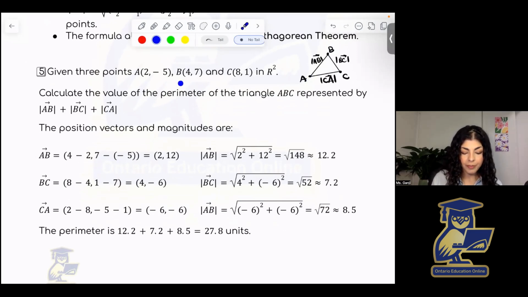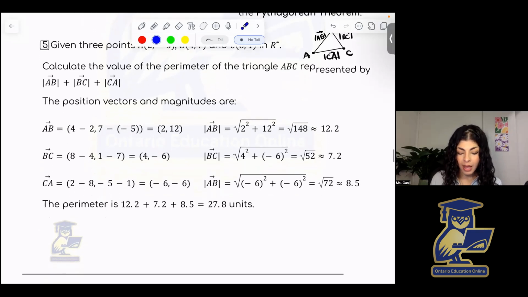So I did 4 minus 2, and then 7, take away -5, and I will end up with 2 and 12. And so the magnitude here is, again, from Pythagorean theorem, 2 squared plus 12 squared, and the square root gives me the square root of 148, which is approximately 12.2. And 1 or 2 decimal places is really okay for these lessons when you're finding an exact value or approximate value.